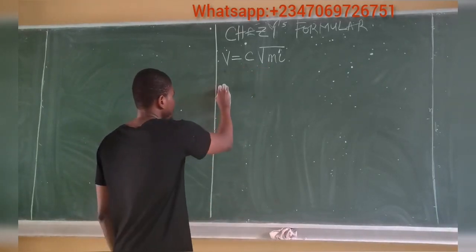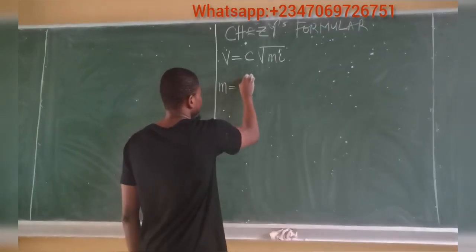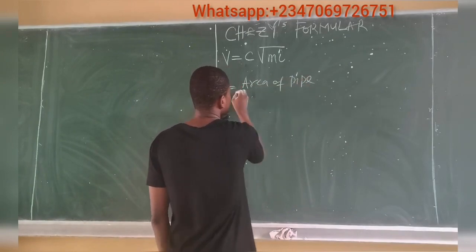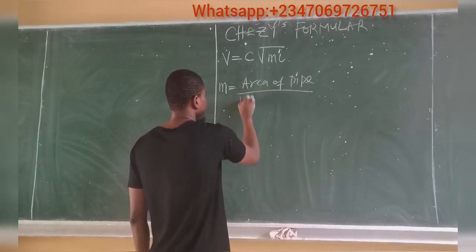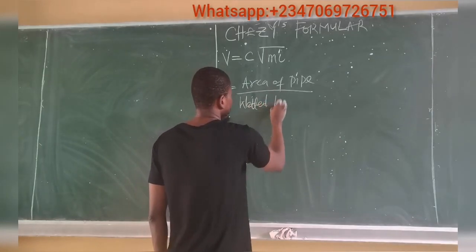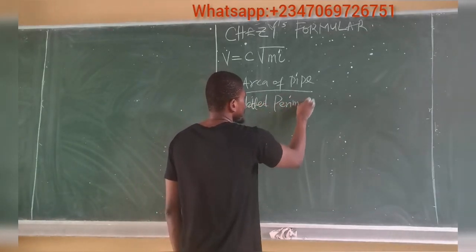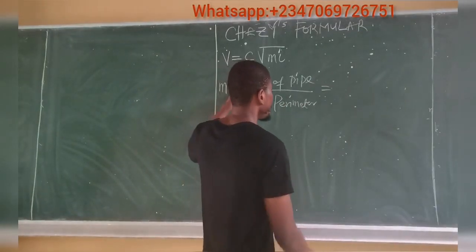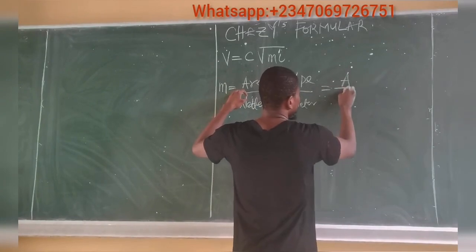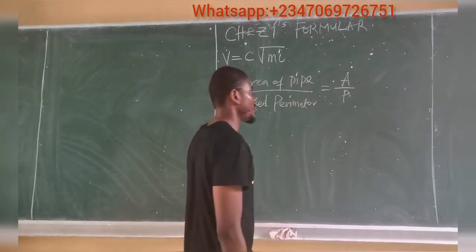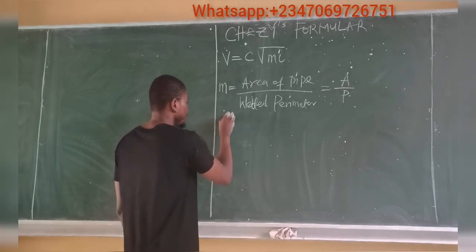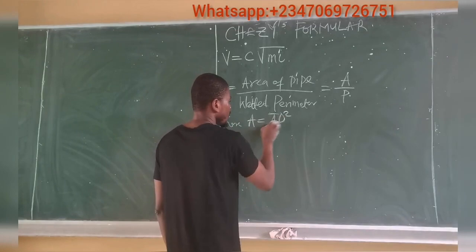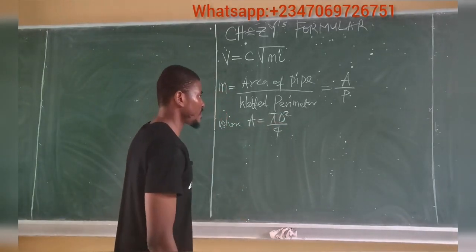Now, M can be determined from the formula: area of pipe all over wetted perimeter. This can be given as simply A over P. So M is A over P, where A itself, which is the area, is pi diameter squared over 4. That gives us the area of the pipe.